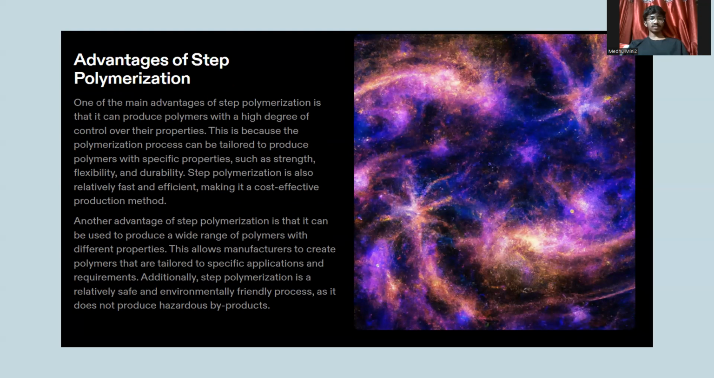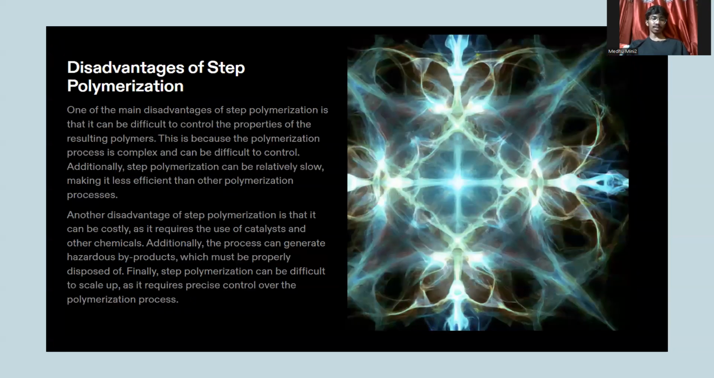Advantages of step polymerization. One of the main advantages of step polymerization is that it can produce polymers with a high degree of control over their properties. This is because the polymerization process can be tailored to produce polymers with specific properties such as strength, flexibility, and durability. Step polymerization is also relatively fast and efficient, making it a cost-effective production method. Another advantage of step polymerization is that it can be used to produce a wide range of polymers with different properties. This allows manufacturers to create polymers that are tailored to specific applications and requirements. Additionally, step polymerization is a relatively safe and environmentally friendly process as it does not produce hazardous byproducts.